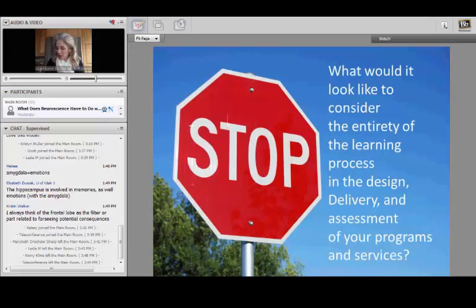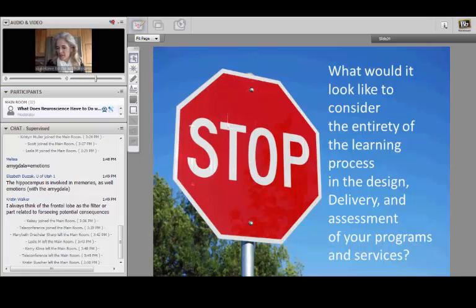Okay, so turning it back to you, what do you think? I mean, we can talk about whatever you want to talk about, but what makes sense to you here? What do you want to share? Raising your hand, using the chat window. What would it look like if we considered this in the entirety of the learning and development process for design, delivery, and measurement? Or anything else you want to talk about?